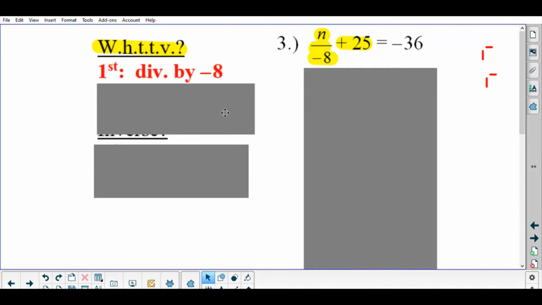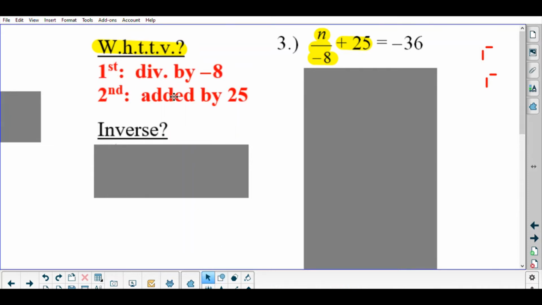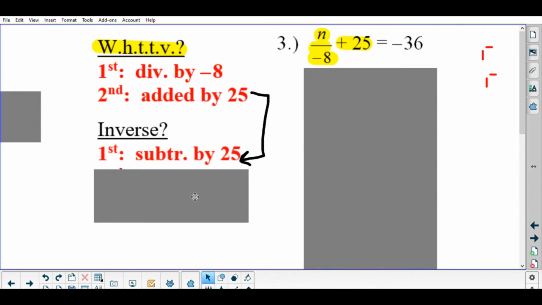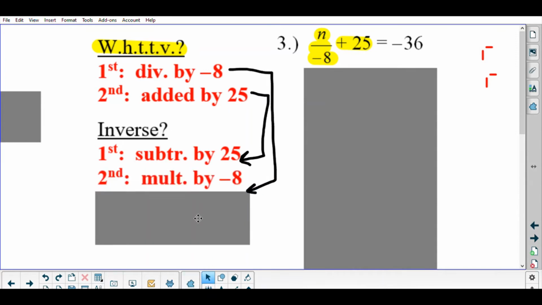First being divided by -8, then being added by 25. That's the order of PEMDAS. But inverse operations will be in the inverse order. And the inverse order of PEMDAS would be SADMAP, which means we're going to first inverse adding by 25, which would be subtracting by 25. Then we will later do the inverse of dividing by -8, which we all know the inverse of division is multiplication, so that would be multiplying by -8.